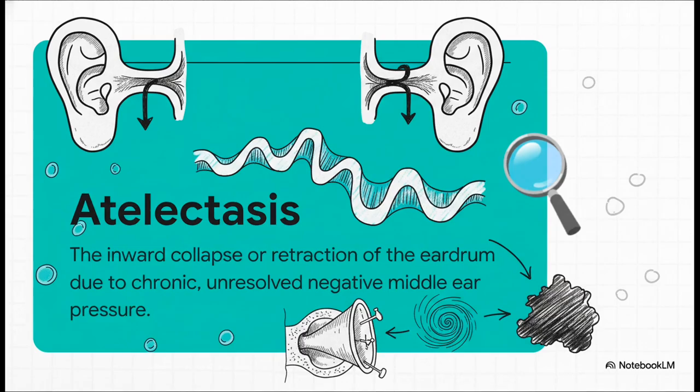It gets sucked so far back that it can actually start to wrap around the tiny structures inside the middle ear. And if you don't fix the underlying pressure problem, this retraction is the gateway to much more severe complications down the road, like cholesteatoma.